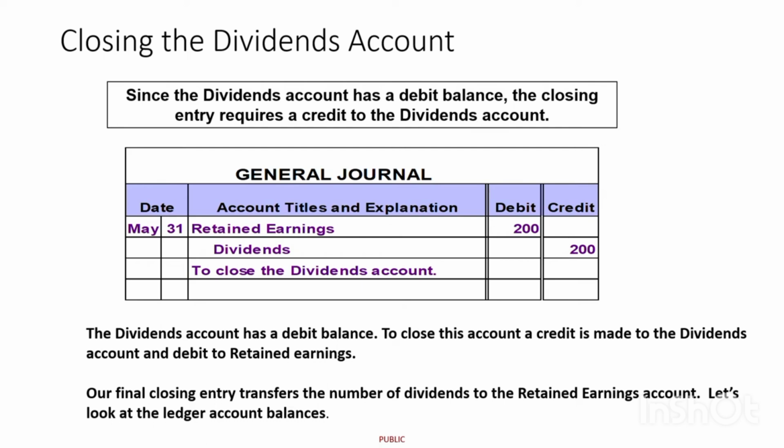So since the dividends account has a debit balance, the closing entry requires a credit to the dividends account. Now its journal is retained earnings 200 debit and dividends 200 credit. So the dividends account has a debit balance. To close this account, a credit is made to the dividends account and a debit to retained earnings. So our final closing entry transfers the amount of dividends to the retained earnings account. So now let's look at the ledger account balances.